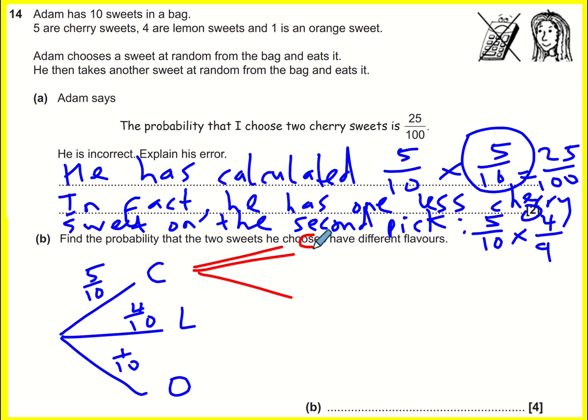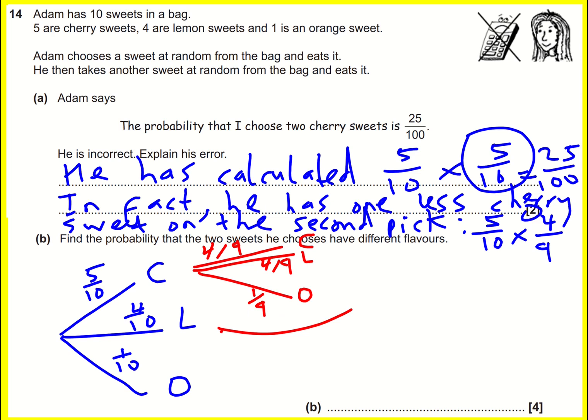I don't think I do it this way, but I'm going to keep going with this way now, and I'm just going to talk about a different way at the end. Right, let's go for in full. So if we chose a cherry the second time, it would be 4 over 9. The lemon would stay as 4, but now it's over 9. And then the orange would be 1 over 9.